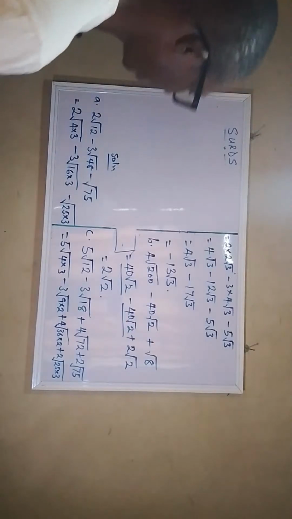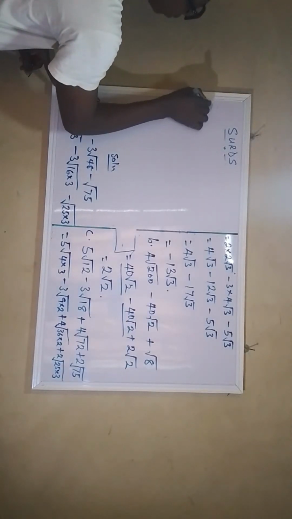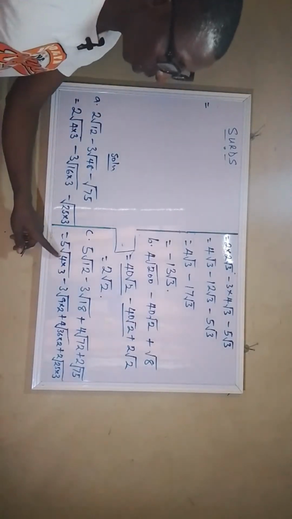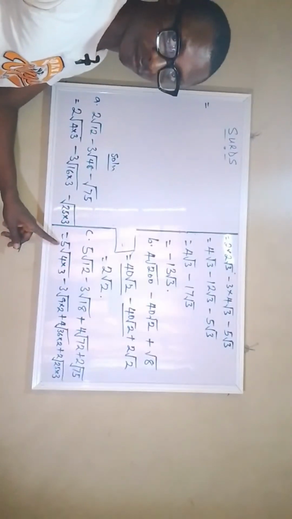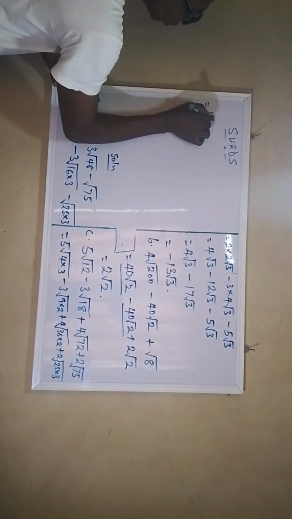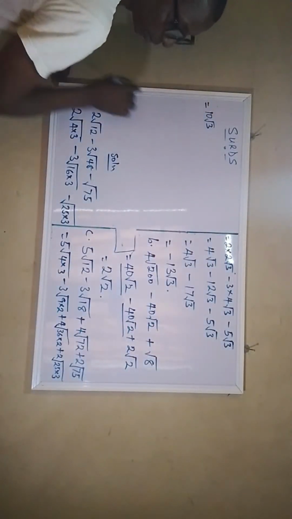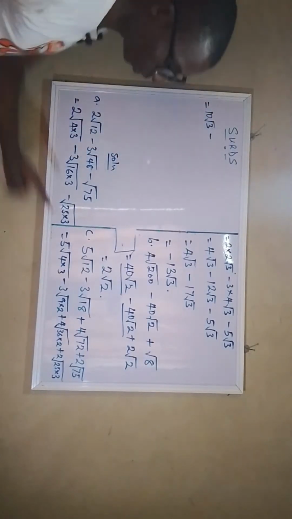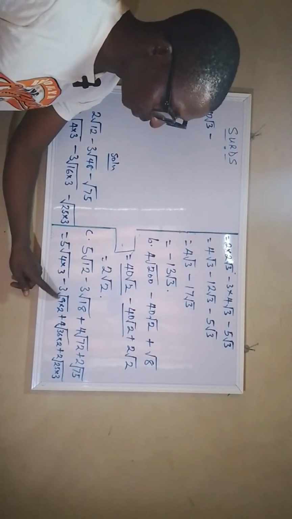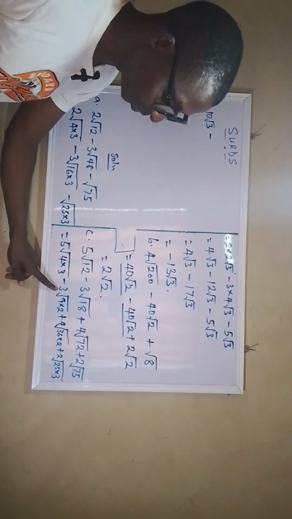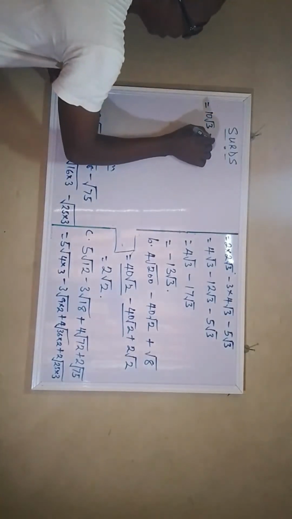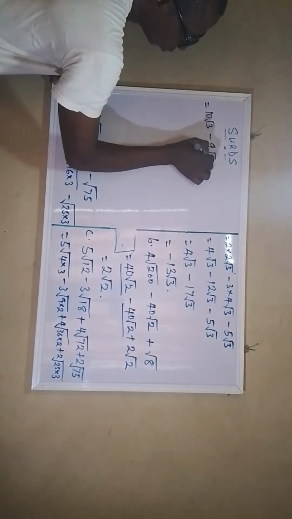Okay, so here we now have, now the square root of 4 here is 2. So that 2 will multiply this 5. That gives us 10. So we have 10 square root of 3. Okay, minus, now when you find square root of 9, you have 3. So that 3 will multiply the 3 outside here. So we have minus 9 square root of 2.